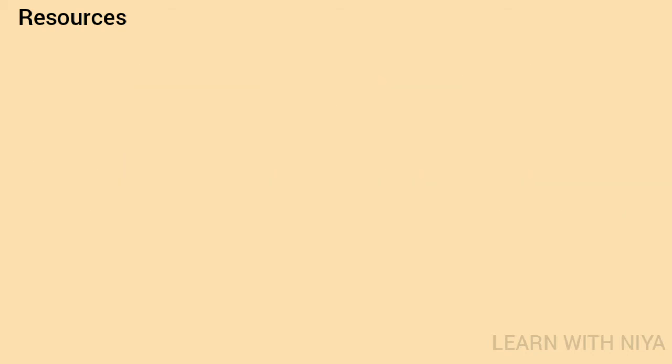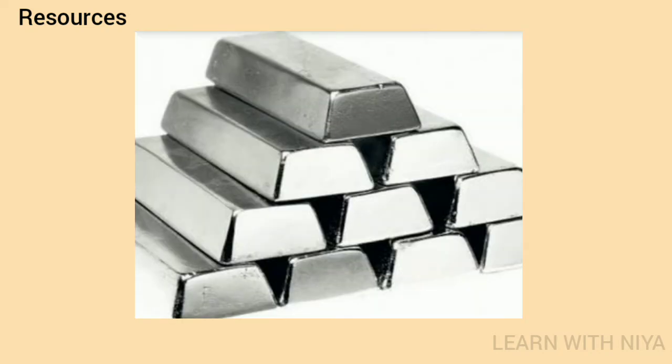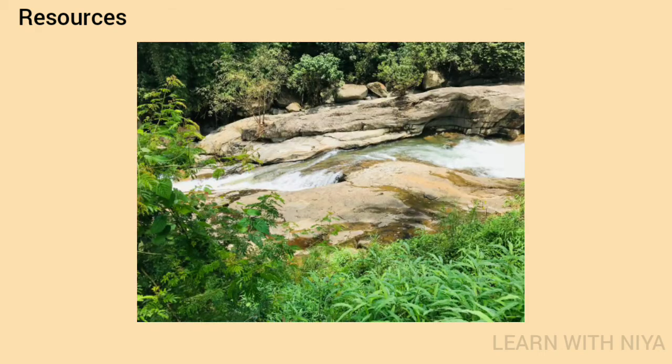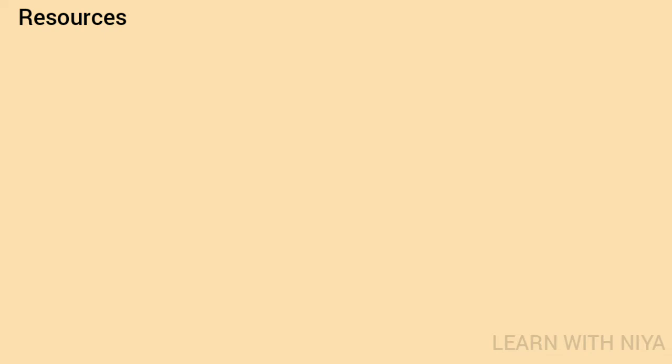Some resources have economic value, some do not. For example, metals may have an economic value. A beautiful landscape may not. But both are important and satisfy human needs.